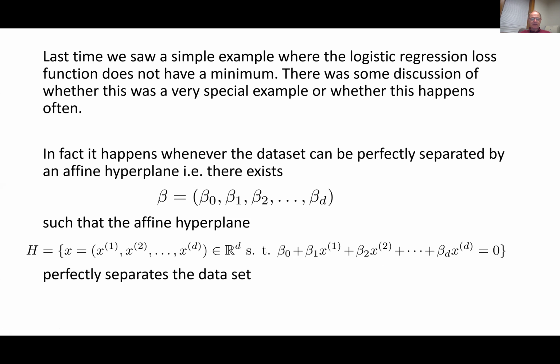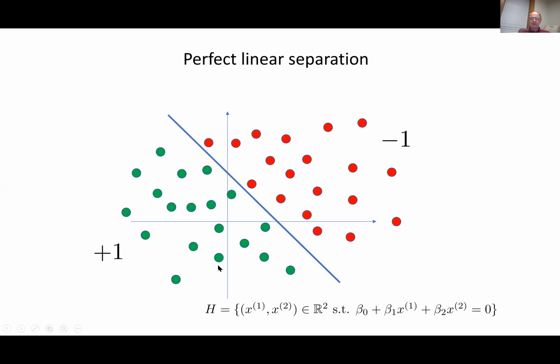And if we have such a thing that completely separates the data sets, here's an example. The red ones are labeled -1, the green ones are labeled +1, and they're completely separated by a line. A line is an affine hyperplane in R2, so it can be described with this equation, where D is equal to 2. But I want to show that in this situation, there is no minimum for the loss function.